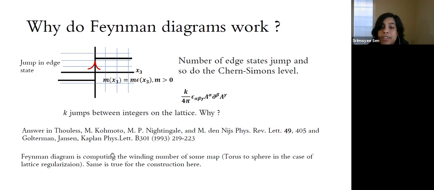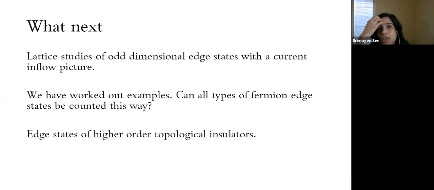So the answer, I don't have time to discuss it in great detail, but the answer is that the Feynman diagram computes the winding number of a map. In this case, from a torus to a sphere, torus because you are on the lattice. So the map is from a torus to a sphere, and the result of the Feynman diagram is the winding itself, and that gives you integers. So the same is true for the construction in this double domain wall theory as well. So what next?